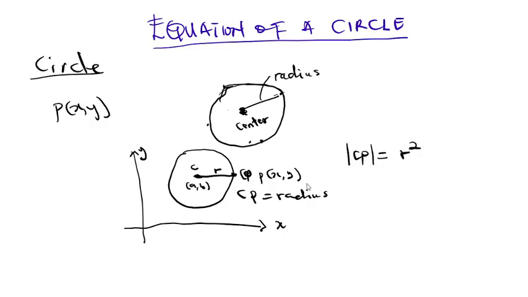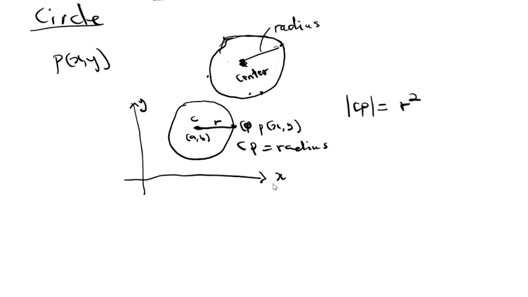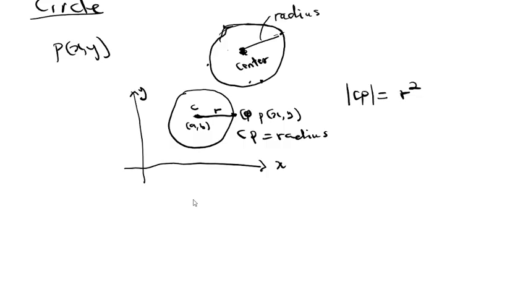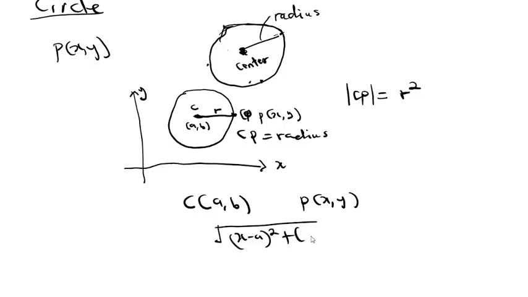When you have to find the distance between two points, and we have the center a, b and the point x, y, you find the distance from this point to this point. This is given by the square root of x minus a all squared plus y minus b all squared. And this distance from C to P is the same as R, the radius.